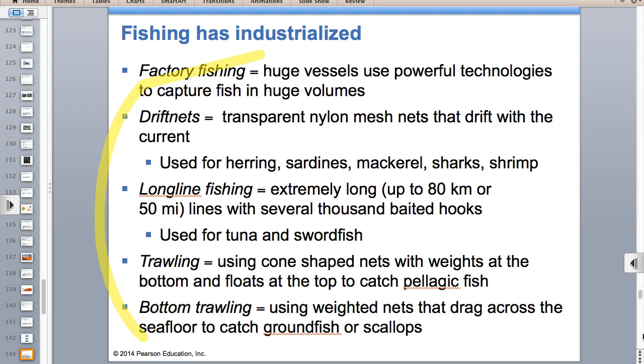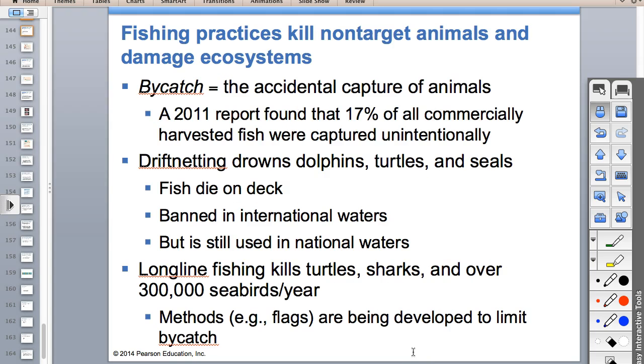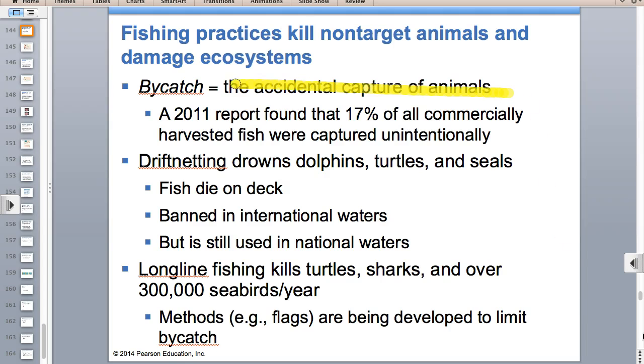I mentioned all the big things that you need to know. There are other fishing methods, but those are the main ones. Bycatch, I mentioned this word, but make sure that you understand it. In 2011, a report found that only about 17% of commercially harvested fish were caught unintentionally. So that means they weren't supposed to be caught.